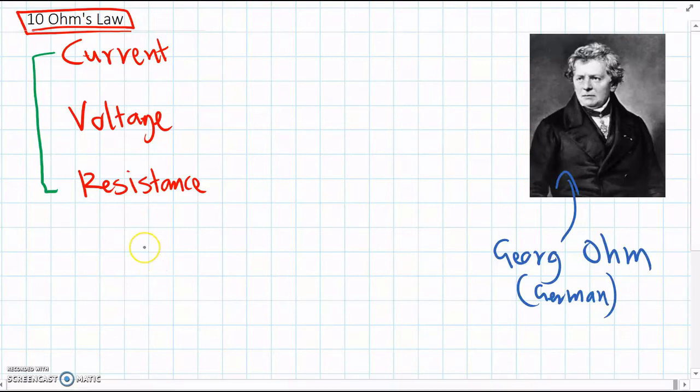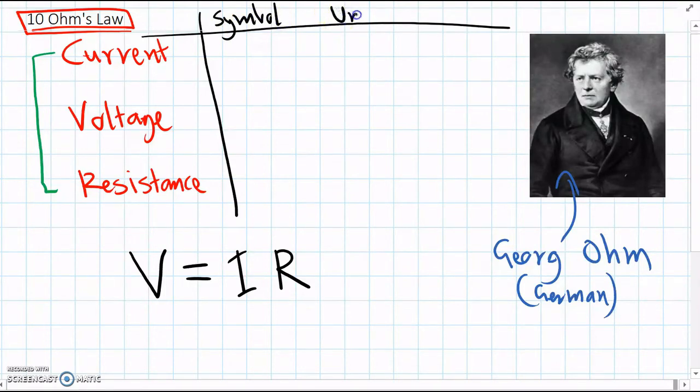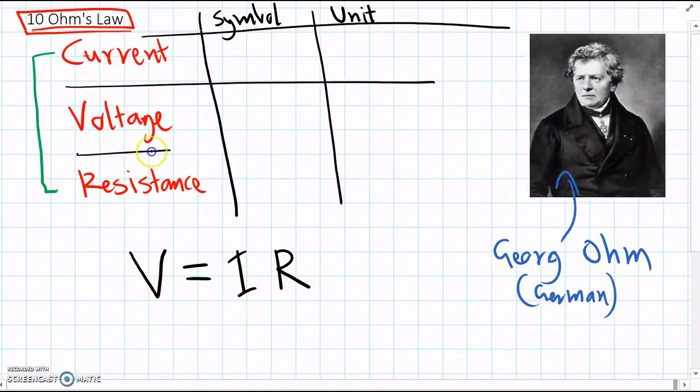And the equation that he wrote is V equals IR. So to know what all of this means, we need to go over all the symbols for explaining these. So let's turn this into a table. Let's have the symbol and the unit for each of these three.